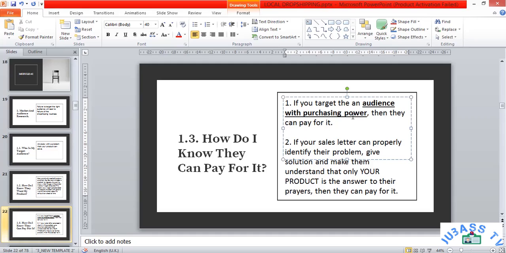Talking about purchasing power again, how do you know somebody actually has purchasing power? In Nigeria, the statistics show that 80 million Nigerians have the purchasing power. And you know who these 80 million Nigerians are? Number one, civil servants. Number two, people who are employed in the private industry. Number three, successful men and women in the entrepreneurial field.